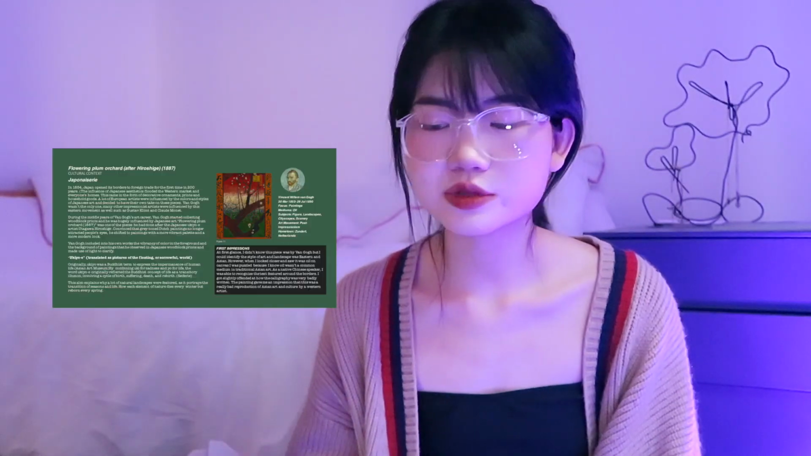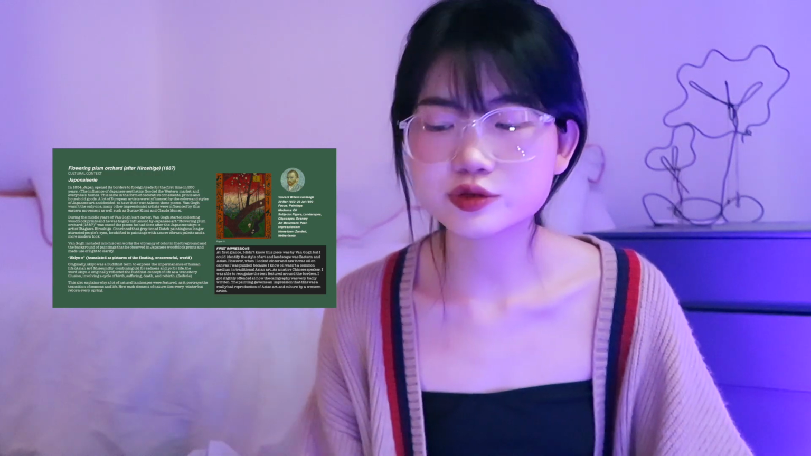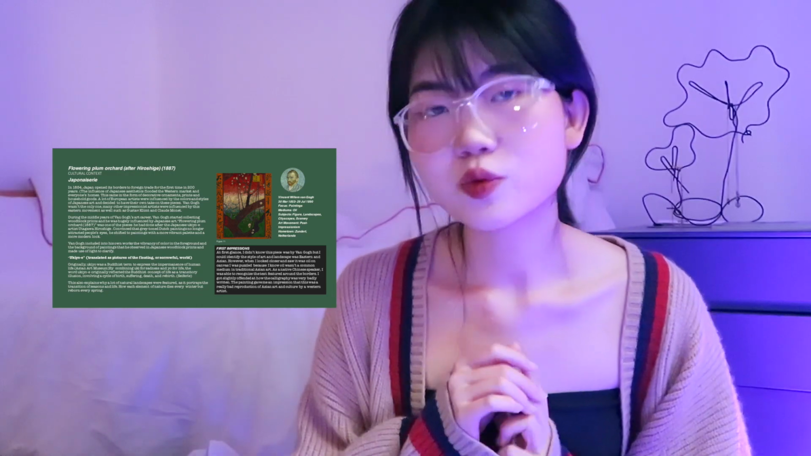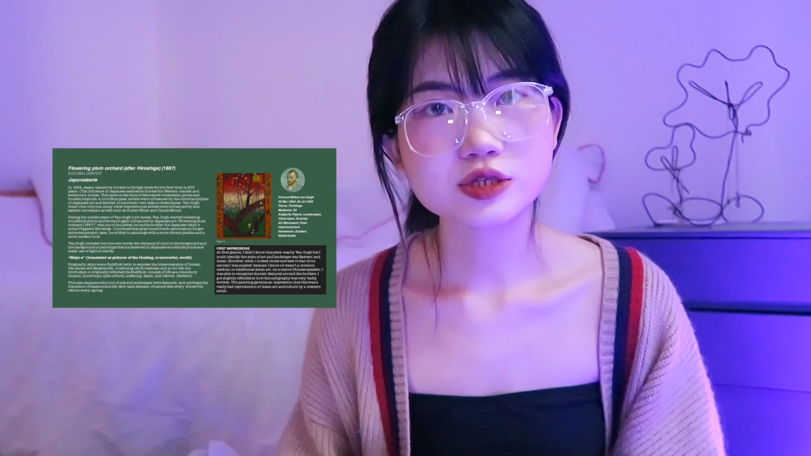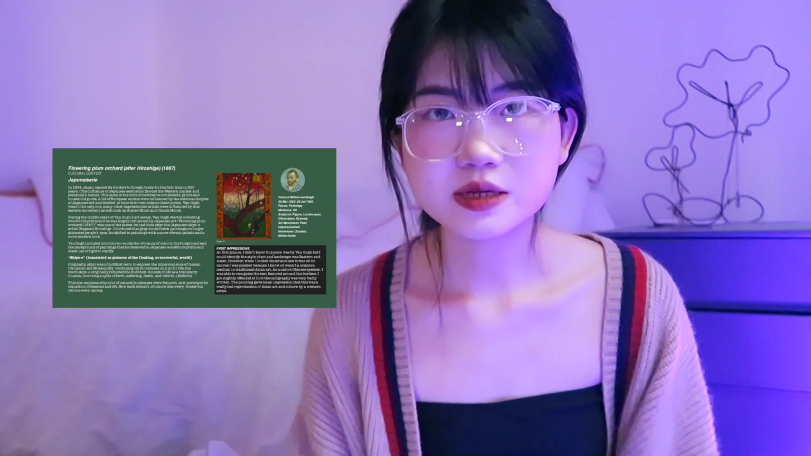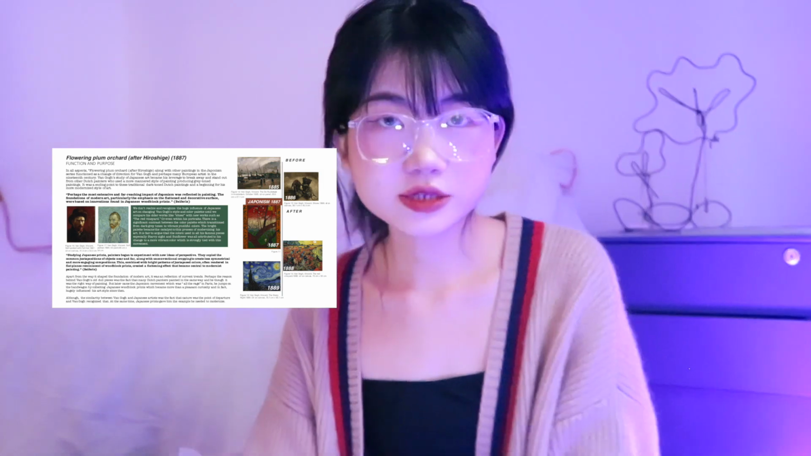Moving on to the next slide is where I talk about the cultural context of Van Gogh's piece. It was when Japanese aesthetics were all the rage in Europe, and a lot of artists were inspired by these aesthetics and decided to take their own spin on Japanese art. That's basically the background for this painting. In the next slide, I talk about the function and purpose.